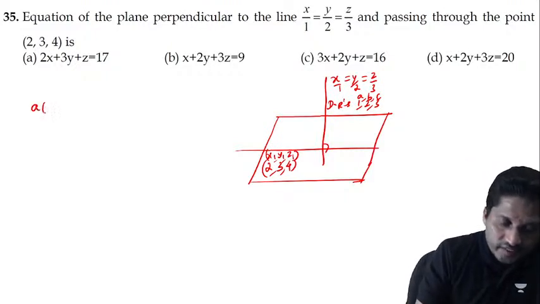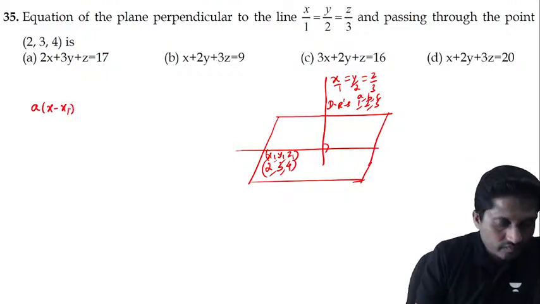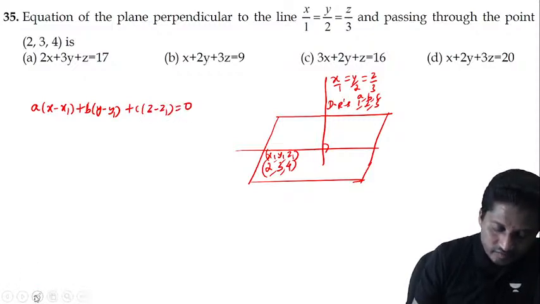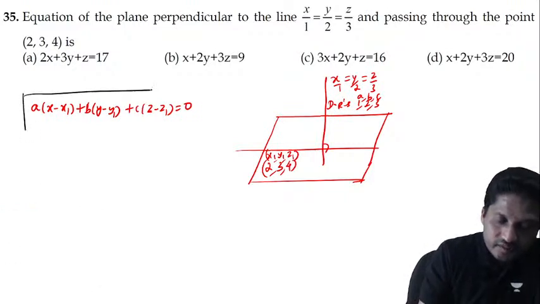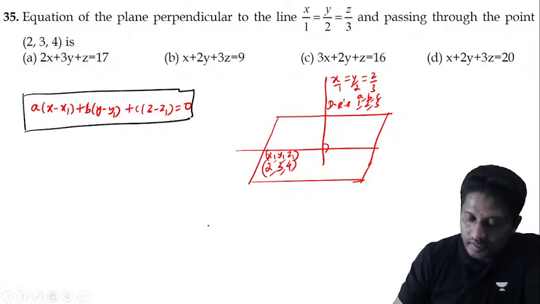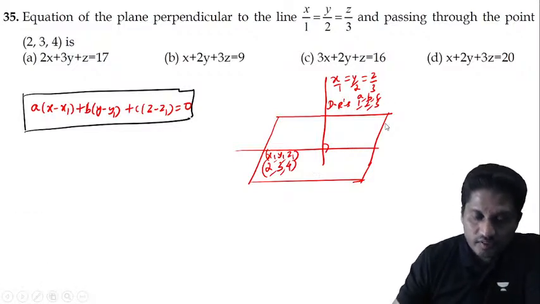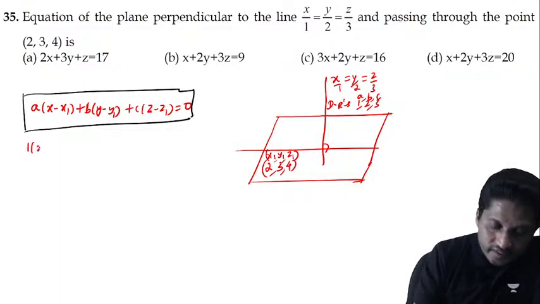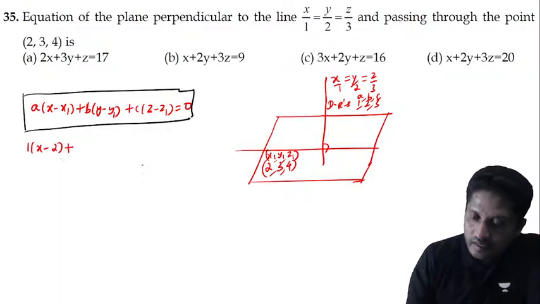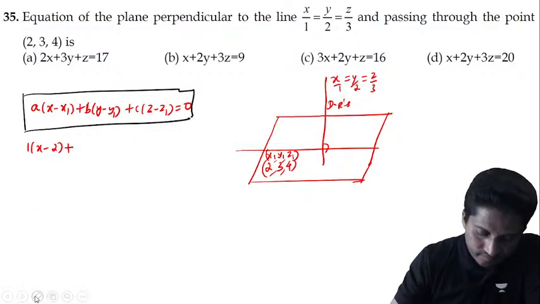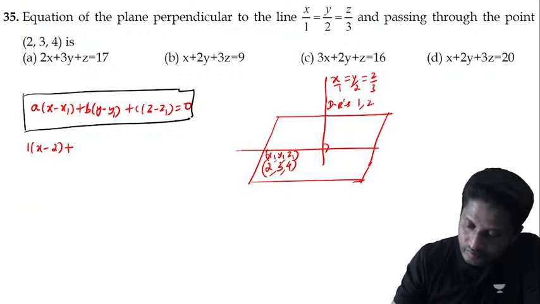Equation of the plane is a into x minus x1 plus b into y minus y1 plus c into z minus z1 is equal to 0. Plane passing through the point and having direction ratios a, b, c. This is the equation of the plane. Alright, I know DRs are a, b, c, so a, b, c is 1, 2, 3. Let me write clearly. DRs are 1, 2, 3.